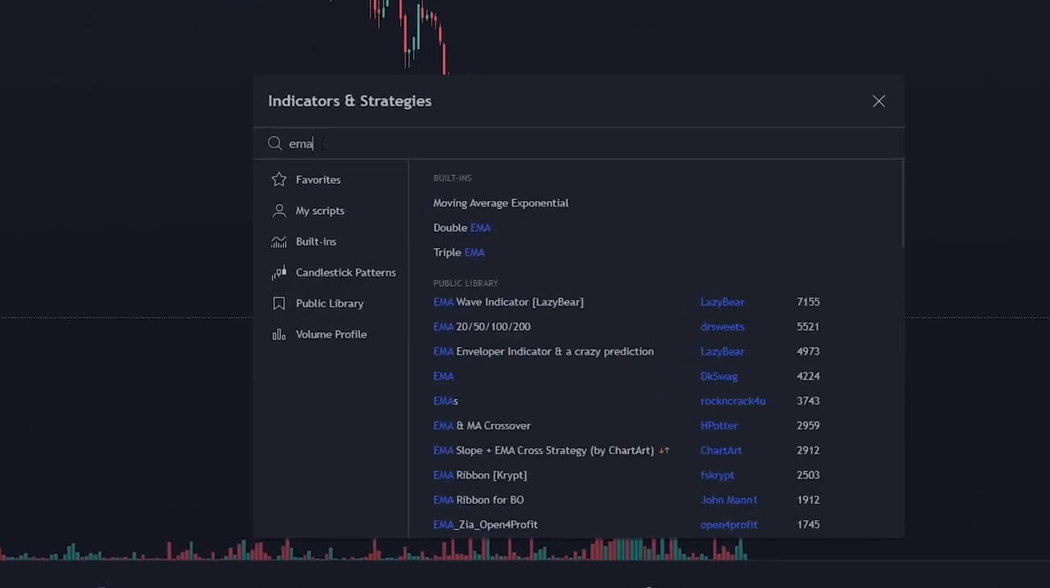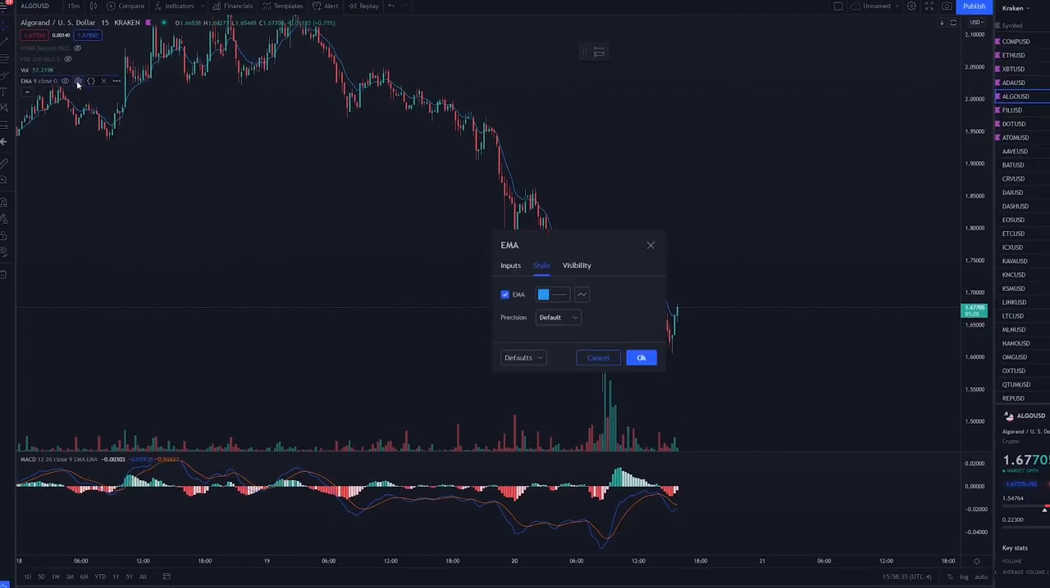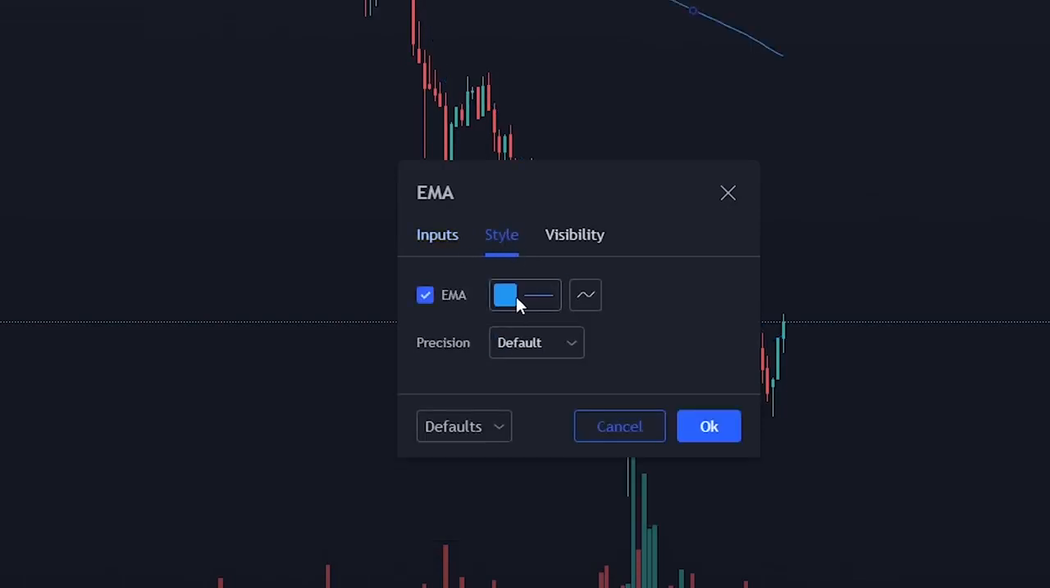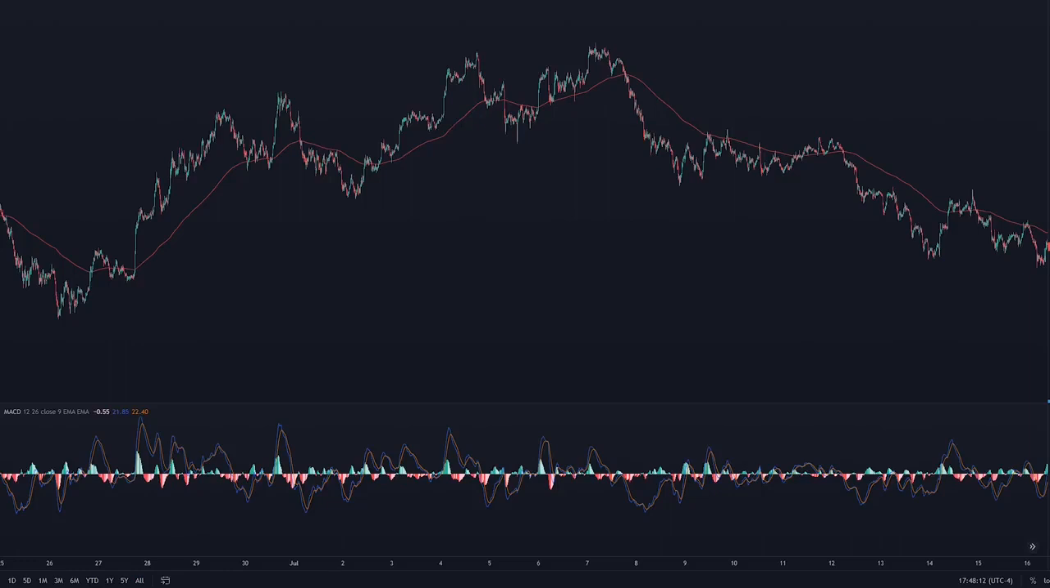EMA, which stands for Exponential Moving Average or Moving Average Exponential. Click the top one. Then you're going to go here, click the settings of the EMA, go to Inputs, and change the length to 200, which is going to make it a 200 exponential moving average. Then you're gonna go to style, and I like to make mine red, but you can make it whatever color you want. Once we have the EMA indicator added, you'll see just a single line.